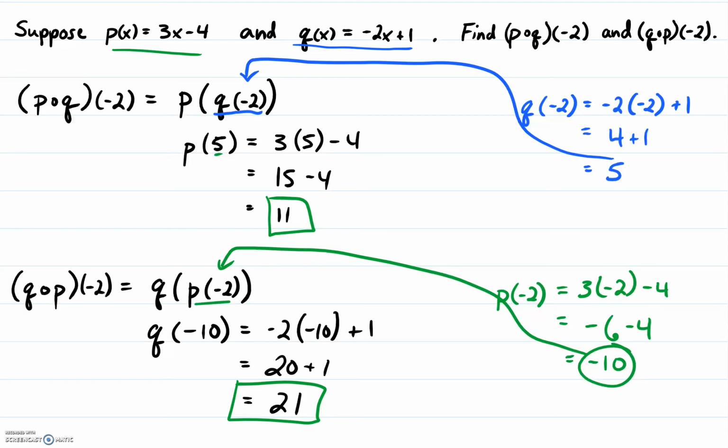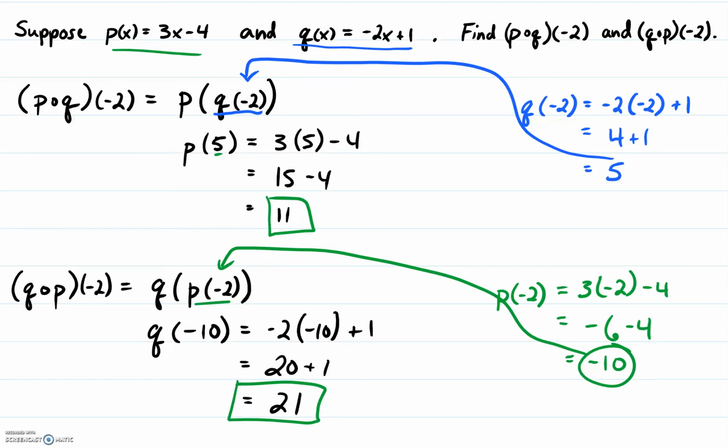Now there's another way you could have gone about this problem. If you wanted to figure out what p of q was using x's and q of p using x's, you could certainly do that. You could compose the functions and then plug in the value negative 2 in each case and you would get the same answer. But personally, I think it's a little bit faster and easier if you compartmentalize these problems and just rewrite it as p of q of negative 2 or q of p of negative 2 and then work from the inside out.